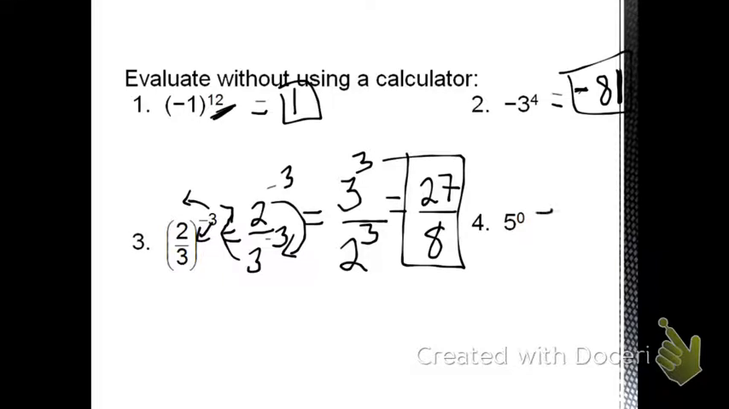And I'm sure you guys have already done number 4, right? Anything to the 0 power is 1, so 5 to the 0 power, of course, is 1. All right, let's move on.